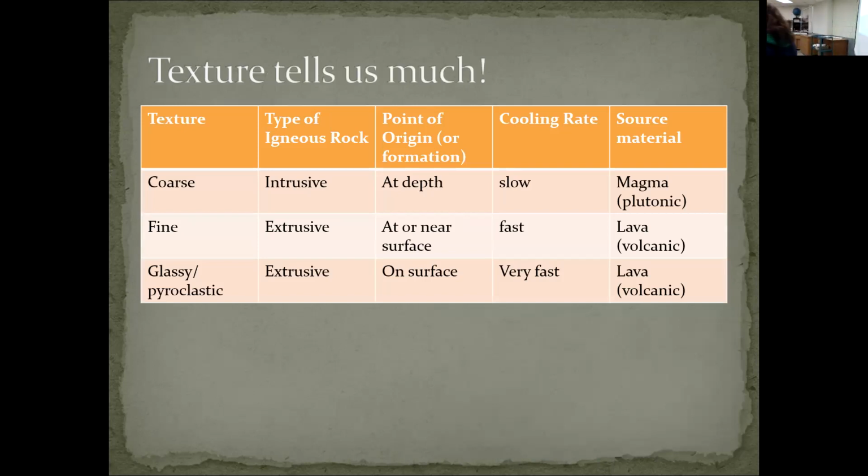So, texture. We look at coarse, fine, and glassy. You will also see it called vesicular. Vesicular is just a fancy geology word that means, hey, this has holes in it.